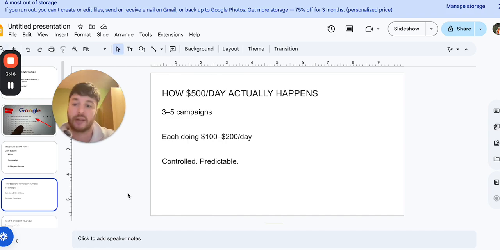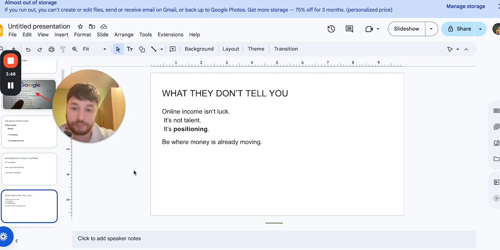Certainty, very important. Okay, now you can see over here what most gurus don't tell you is that it's not about talent, it's not about best product, it's about positioning. Okay, when you are in the river where the money is flowing in, you just position yourself in the same way and you will be able to start receiving the flows of money of affiliate commissions.